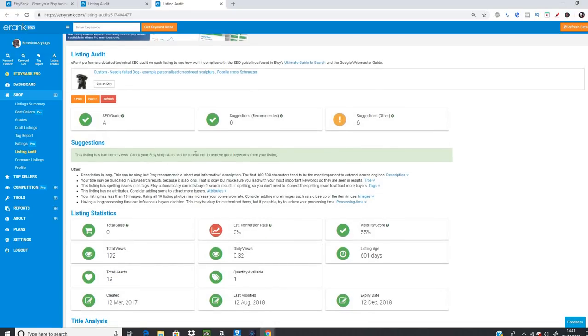And it's saying it has some views, so again, don't go changing it, but here's some things. So the others, it's saying the description is long. Fair enough, some people might not like it too long, but it's not something that's going to hurt my listing. The title might be cut off. Yep, it's hard to get it so it won't be cut off at all. But a custom needle felted dog, I think that tells people what it is.